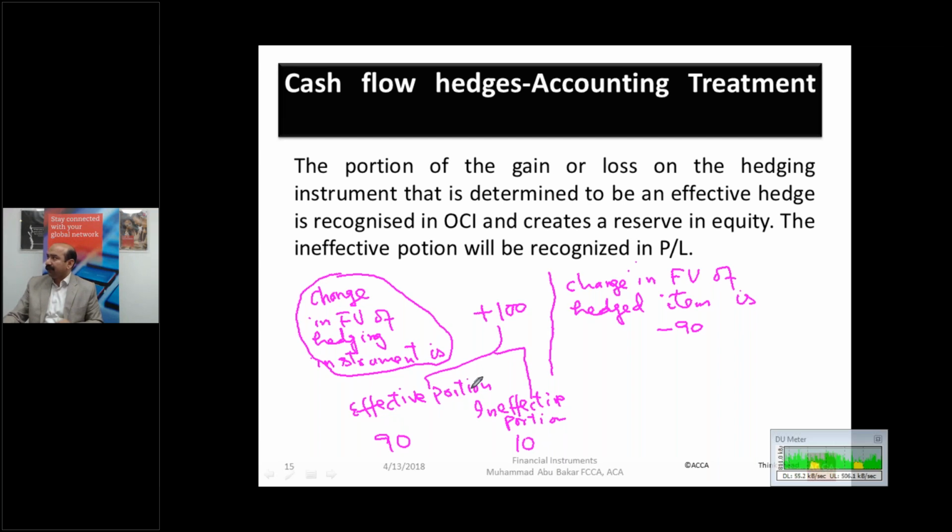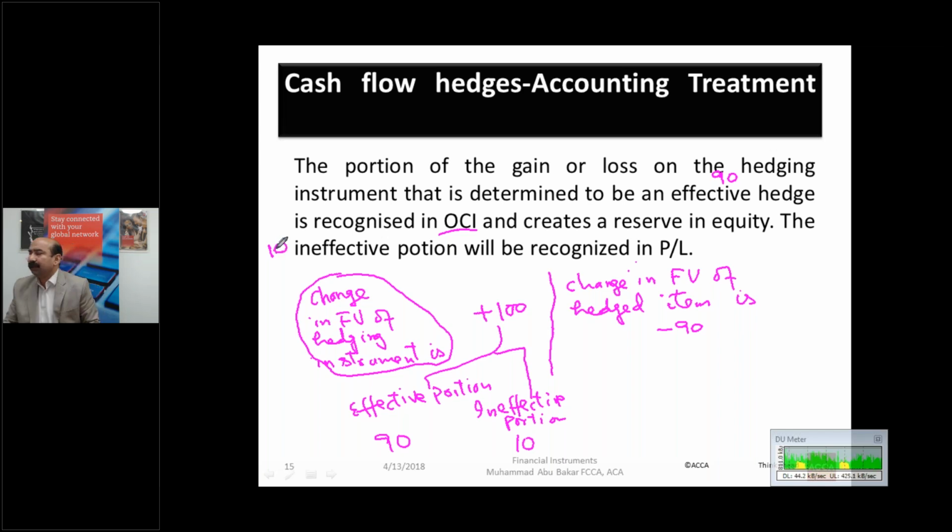This will be the portion of the gain or loss on the hedging instrument that is determined to be an effective hedge, meaning in this case 90, which is recognized in OCI and creates a reserve in the equity. And the ineffective portion, what is the ineffective portion in this case? 10.